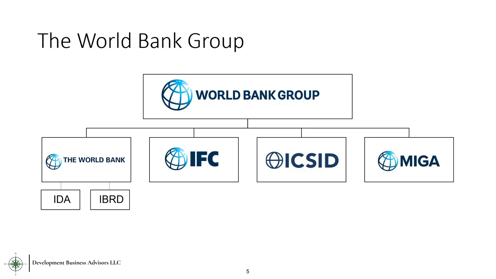So, an overview of the World Bank. The World Bank Group consists of four institutions. You've got the World Bank itself, which is divided into two parts. The International Development Association is focused on the poorest countries, and the IBRD, International Bank for Reconstruction and Development, focused on middle income countries. Both are lending to these countries.